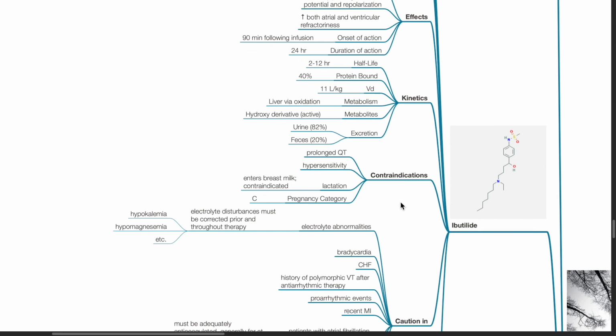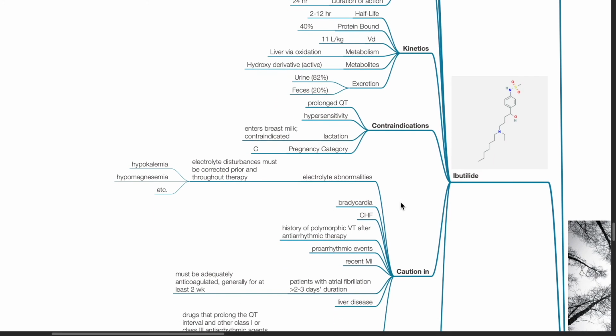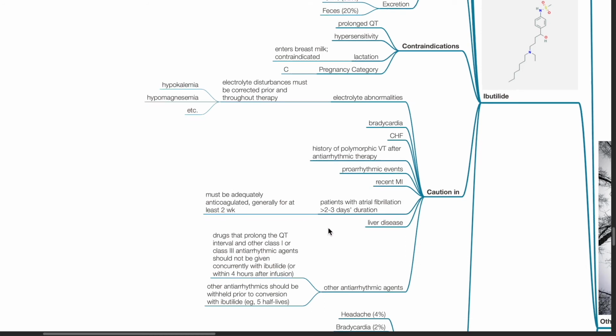Ibutilide is contraindicated in prolonged QT, hypersensitivity, lactation, and pregnancy. Caution in electrolyte abnormalities such as hypokalemia and hypomagnesemia, which should be corrected prior to ibutilide administration. Also use caution with bradycardia, congestive heart failure, history of polymorphic VT after antiarrhythmic therapy, proarrhythmic events, recent MI, patients with atrial fibrillation lasting more than 2 to 3 days, liver disease, and other antiarrhythmic agents.